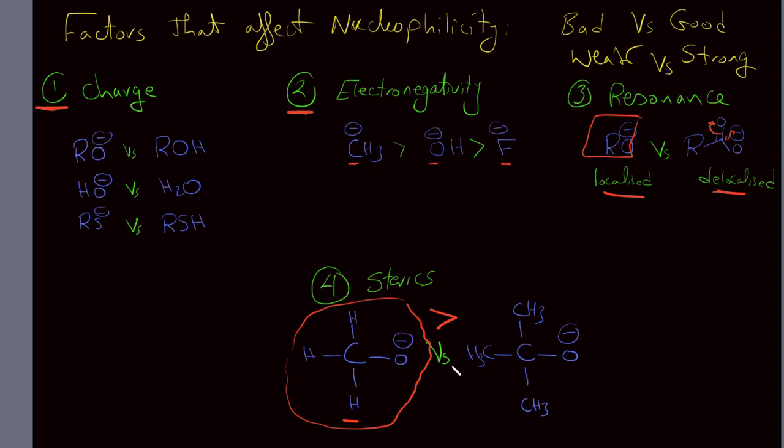Make sure you always look for the charge, electronegativity, resonance, and sterics, or sometimes polarizability. If you compare RO minus versus RS minus, the RS minus for sure is a much better nucleophile. So if you have this, it's a better nucleophile than this because of polarizability, because sulfur is much bigger, so the charge is more distributed, more polarizable, and therefore a much stronger nucleophile.